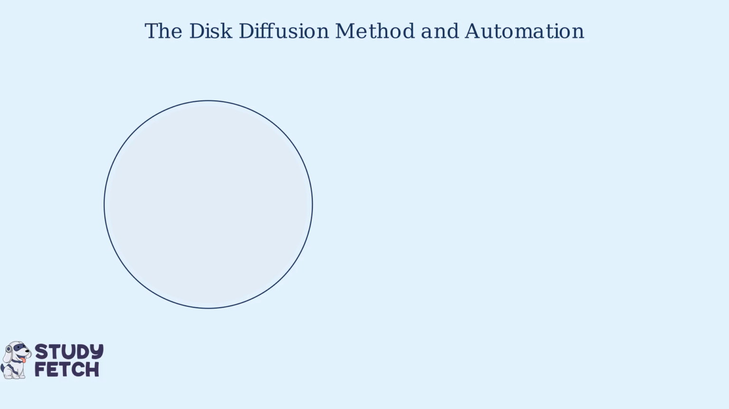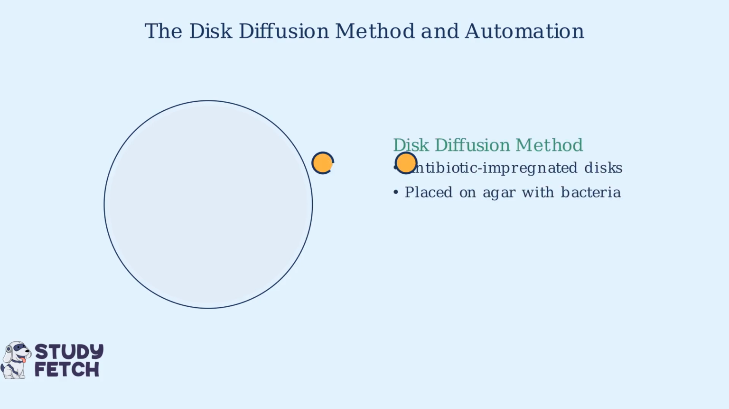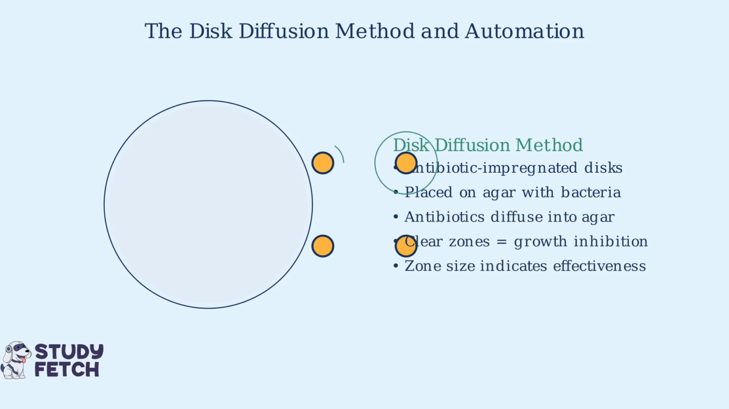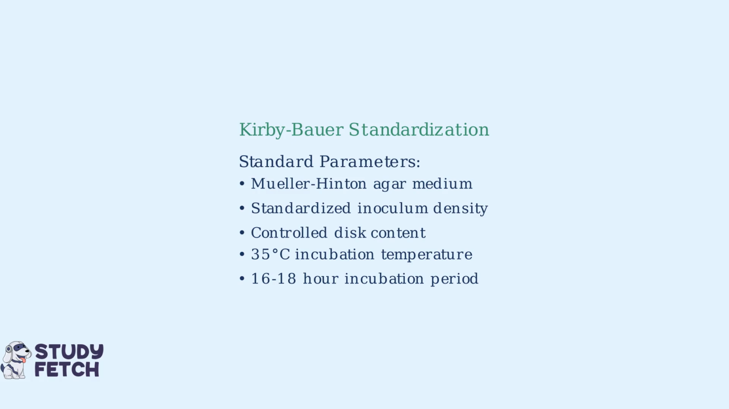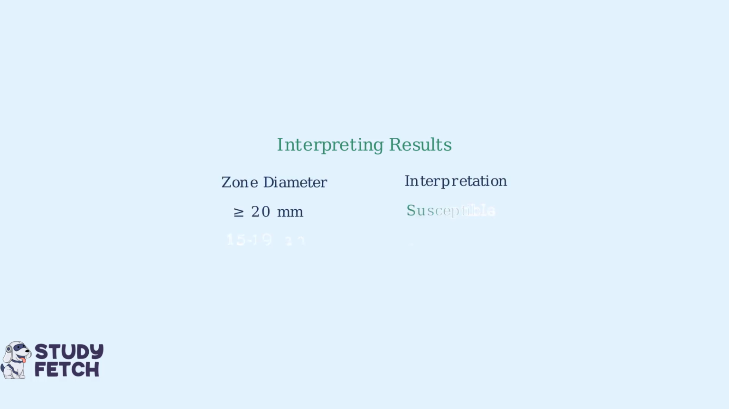These foundational assay methods would soon evolve into more specialized techniques like the disk diffusion method. The disk diffusion method became the standard for antimicrobial susceptibility testing in clinical laboratories during the 1950s. In this method, filter paper discs impregnated with antibiotics are placed on an agar plate with a bacterial lawn. As the antibiotics diffuse into the agar, they inhibit bacterial growth, creating clear zones around the discs. The Kirby-Bauer assay standardized this test with specific parameters to ensure consistent and reliable results. Results are interpreted by measuring the diameter of the inhibition zones and comparing to standardized breakpoints.